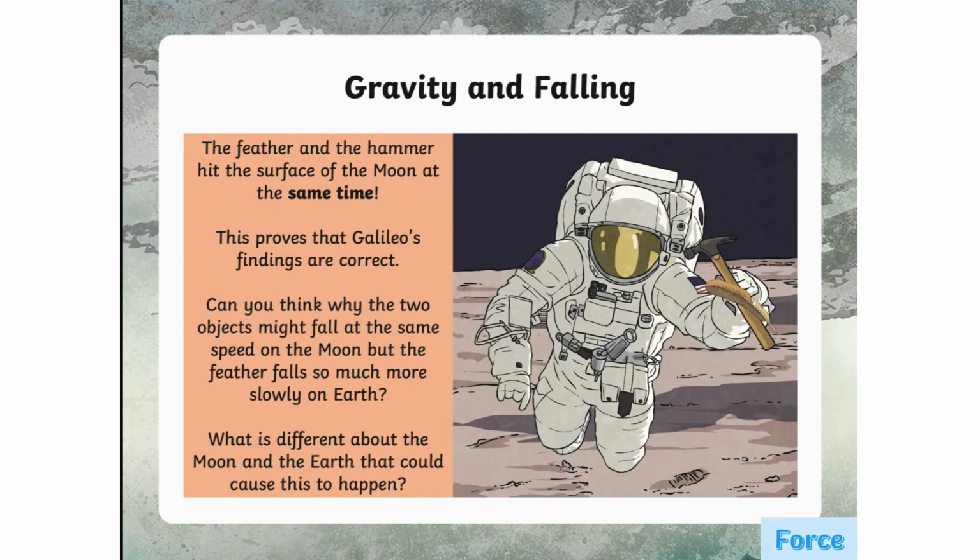The feather and the hammer hit the surface of the moon at the same time. This proves that Galileo's findings are correct. Can you think why the two objects might fall at the same speed on the moon, but the feather falls so much more slowly on Earth? What is different about the moon and the Earth that could cause this to happen? We are inquirers, right? I hope we are researching, we are inquiring.